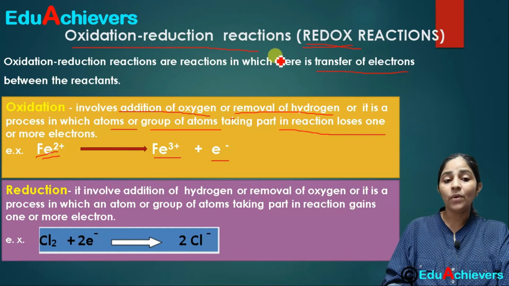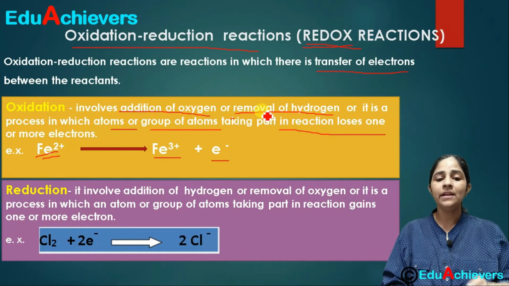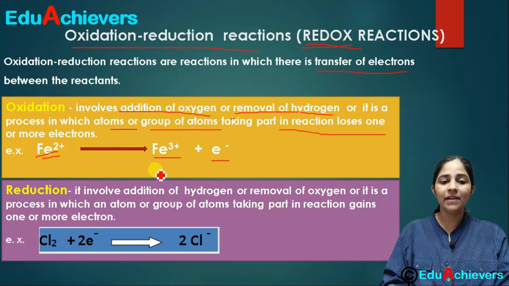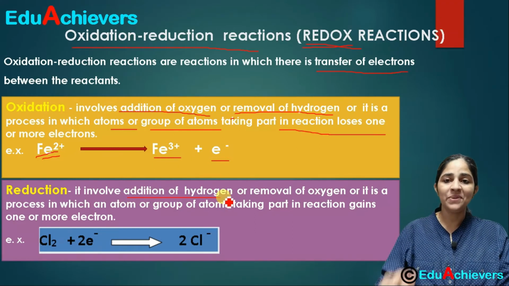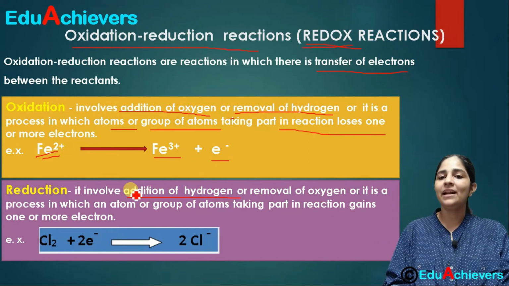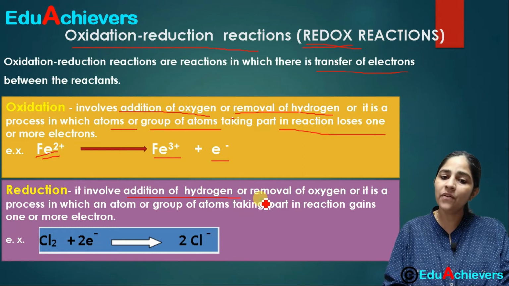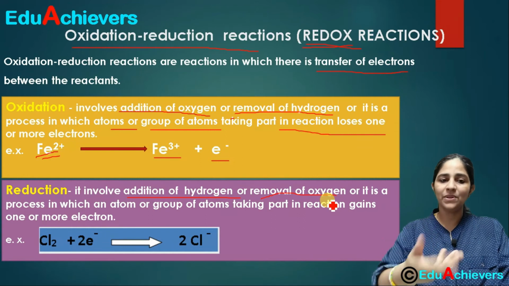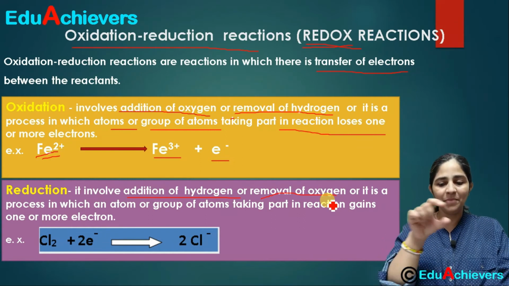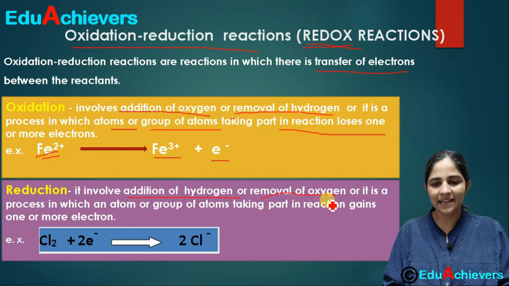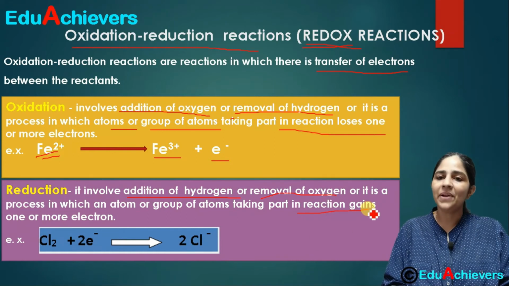Correct? And what is reduction? Reduction involves addition of hydrogen. So it is quite opposite to oxidation, you can understand. Reduction involves addition of hydrogen or removal of oxygen and accepting electrons. Just the opposite of oxidation is reduction. So if you remember oxidation clearly, you can easily work out reduction, correct? So you can understand that reduction involves gain of one or more electrons.